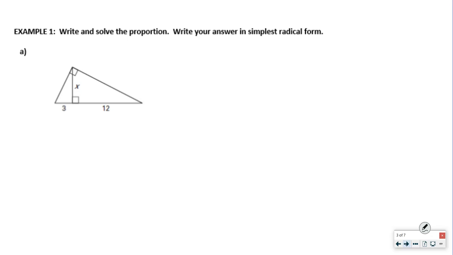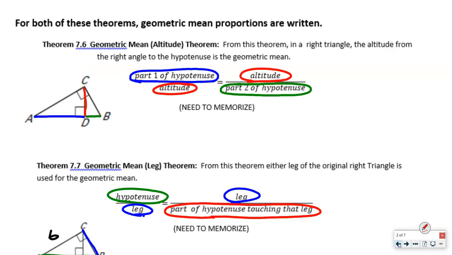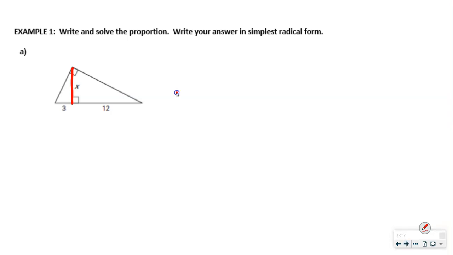So here we're going to write and solve the proportion and write your answer in simplest radical form. So we see X. X is our altitude. That's what we need to find. So if we look back at our altitude theorem, we need part 1 of the hypotenuse, or just one of those parts, over our altitude, which will be equal to our altitude over the other part. So I know my altitude is going to be on the bottom over here, and it's going to be on the top over there.